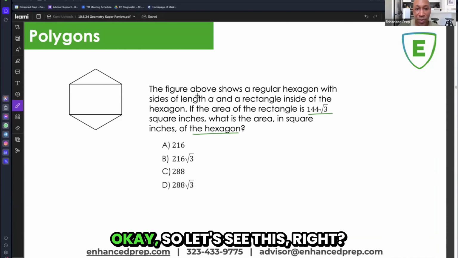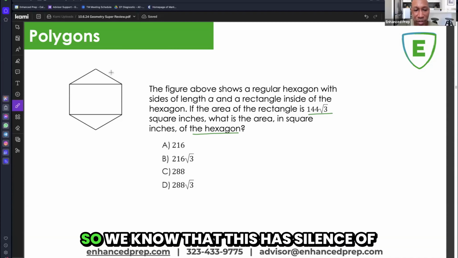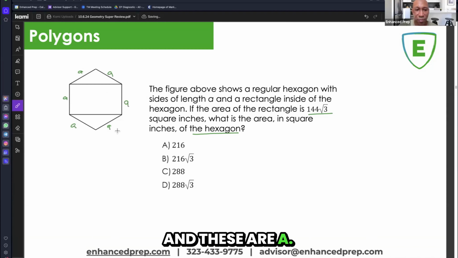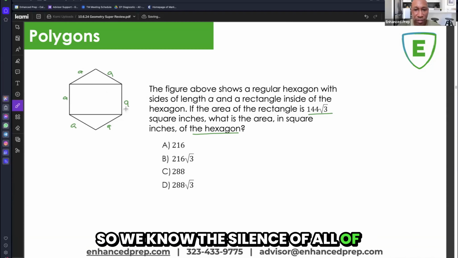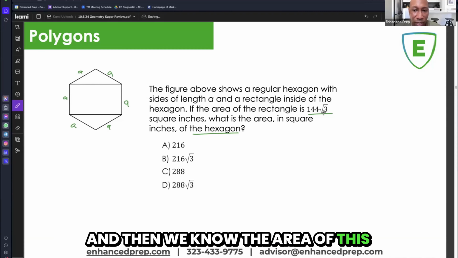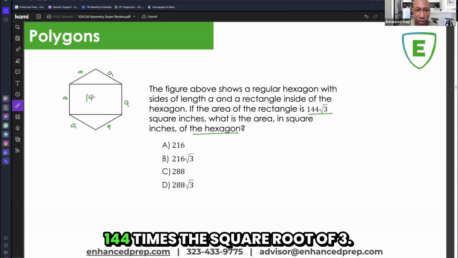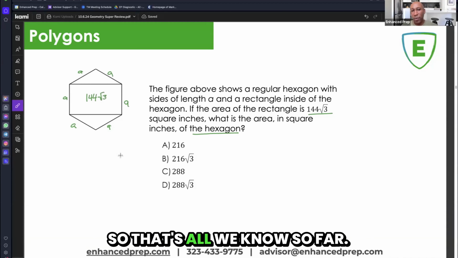Okay. So let's say that this, right? We know that this has side lengths of A, this is A, and these are A. So we know the side lengths of all of this, and then we know the area of this rectangle is going to be equal to 144 times the square root of 3. So that's all we know so far.